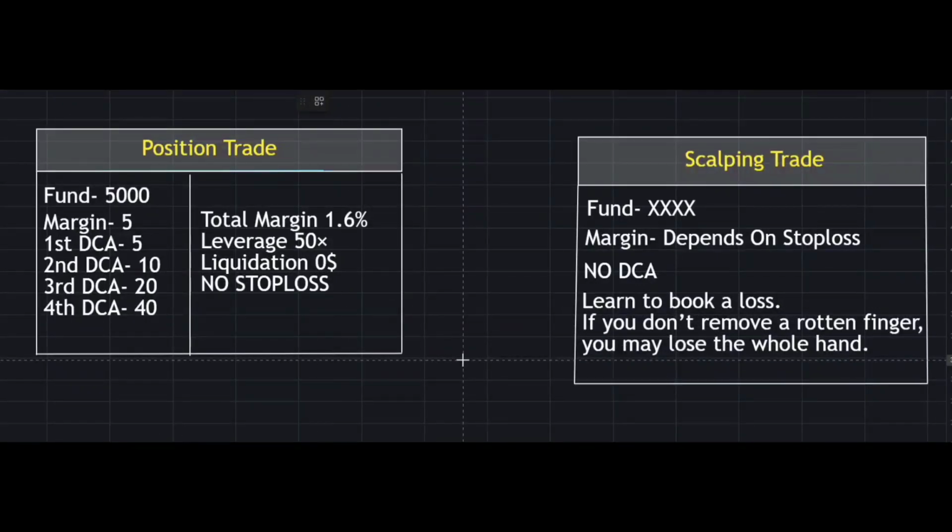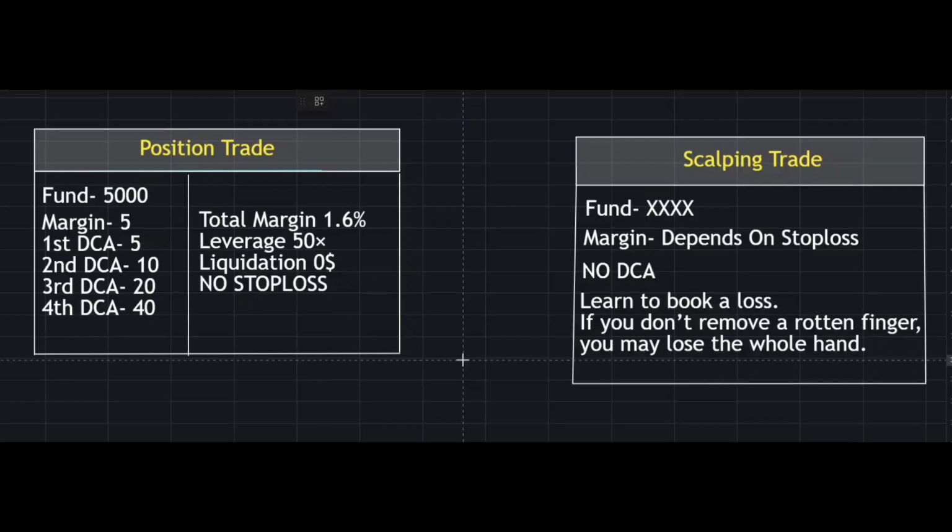Yes, you can take maximum 3% margin. Yes, you can do one more DCA. Even you can get the profit at the first entry, like the $5 margin. So even you can take profit at that time. But as we are doing position trade, we don't set any stop loss. That's why we have the option to do more DCA. Alright, this is the proper way to do position trade.